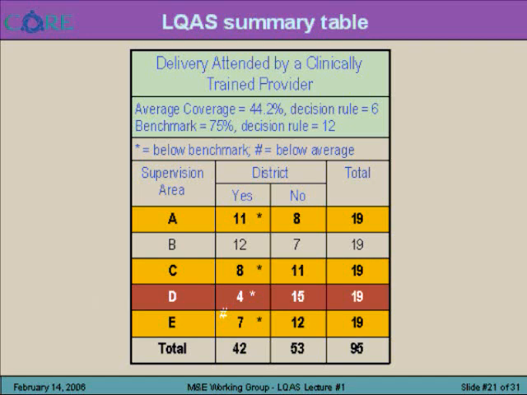Let's take a look now at the decision rule of 12, which corresponds to the benchmark of 75% that we want to achieve. When we take a look at those supervision areas that are below the coverage benchmark, that is, those supervision areas whose correct answers are below 12, then we can quickly identify that supervision areas A, C, and E, the ones highlighted in yellow, fall below the decision rule of 12 for the coverage benchmark of 75%.